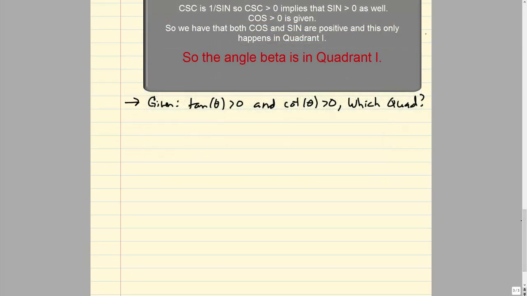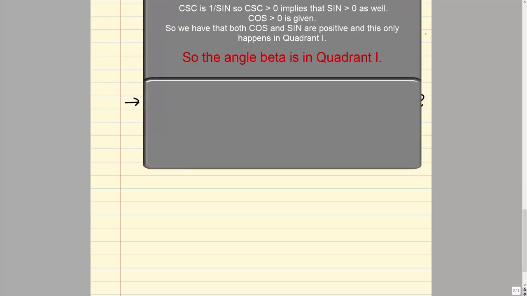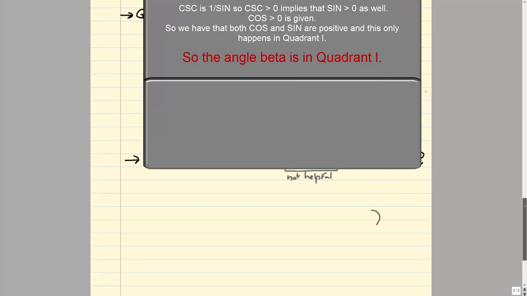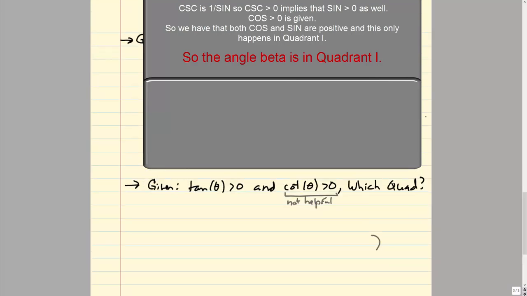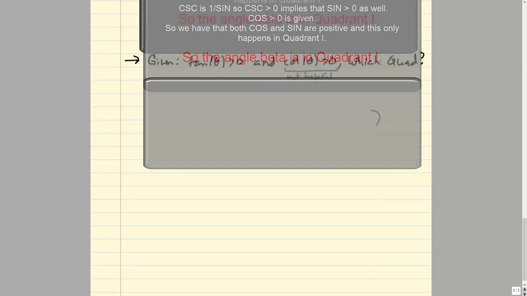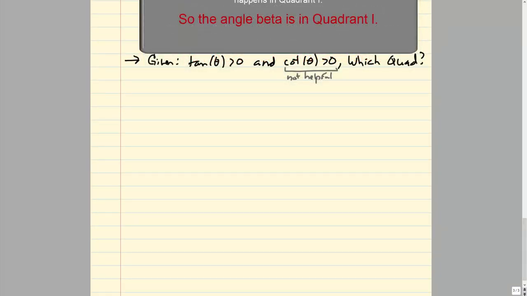Okay, well, this is kind of an interesting problem. Tangent and cotangent are reciprocals of each other. So once I know one sign, I know the other sign. So this information that cotangent theta is greater than 0 is not helpful. It's not adding anything to the conversation. Now up top, where we had something about cosecant and cosine, that was helpful because that gave me two pieces of information. But cotangent theta being greater than 0 is just repeating the same information that I have over here.